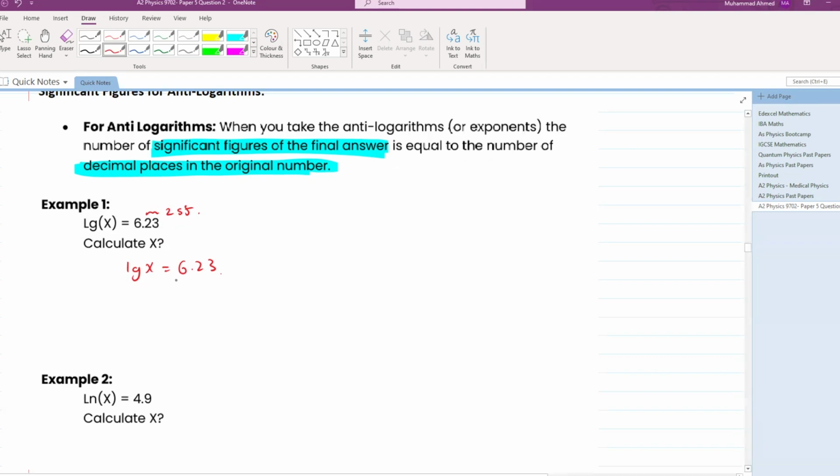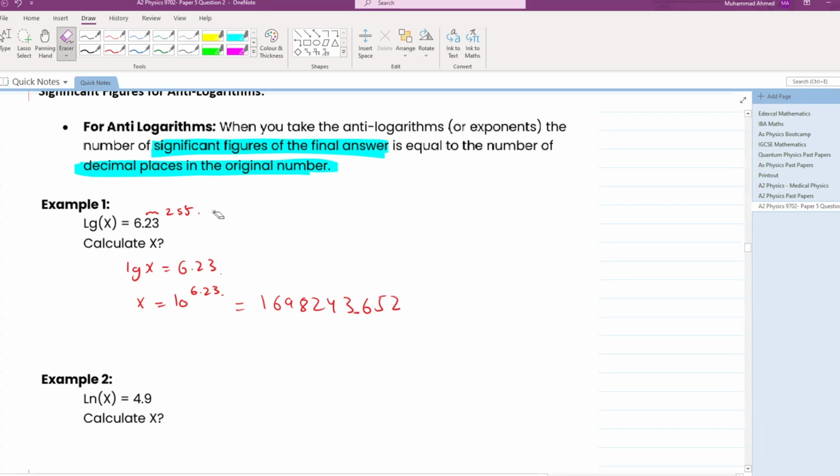If you want to remove LG, what will happen? This will become 10 raised to the power of 6.23. Whenever you have to remove LG, the number on the other side of the equation will come in the power of 10. Now, if I write this answer, 10 raised to the power of 6.23, this will become 1698243.652. Obviously, you cannot write this large of an answer.